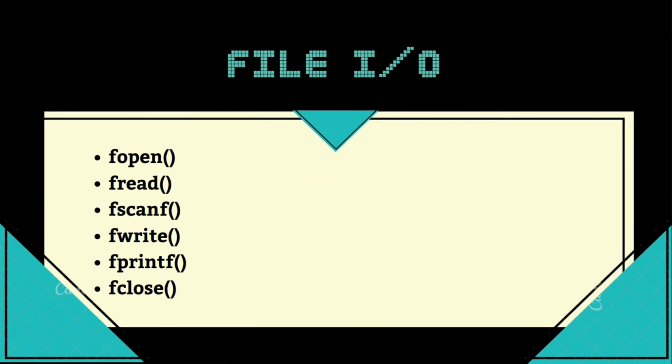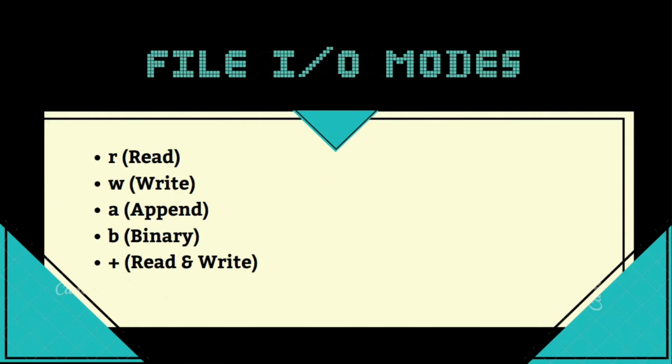Here is a brief overview of the basic file operations in C. To open a file for reading or writing, the fopen function is used. It returns a file pointer, which is used to refer to the opened file. Functions like fread and fscanf are used to read data from a file. Functions like fwrite and fprintf are used to write data to a file. Once all file operations are completed, it's important to close the file using the fclose function to release system resources.